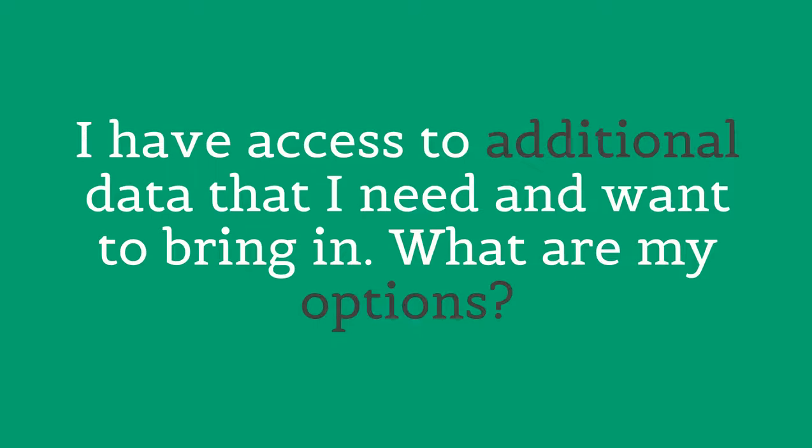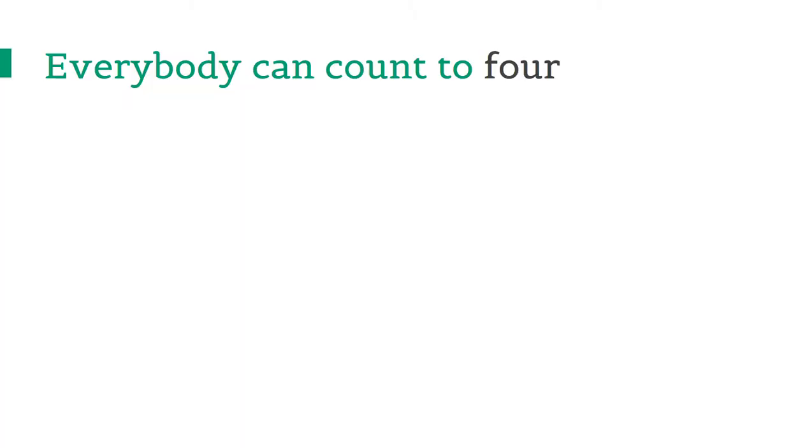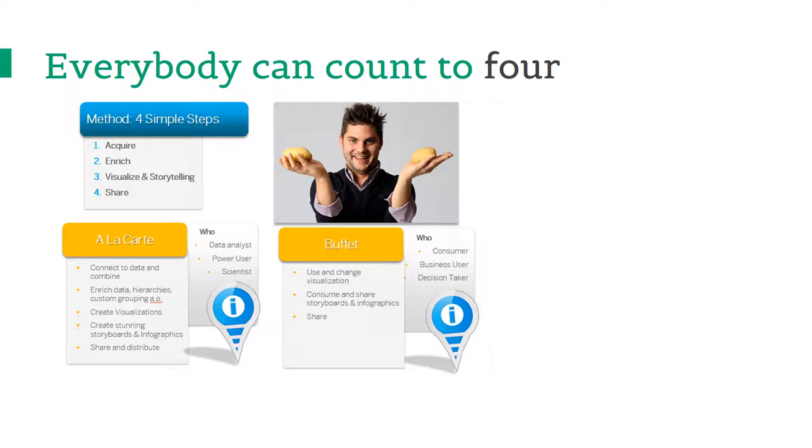And so a typical use case that you see with these people is that they access your corporate data and they say, well, I have additional data, what should I do? And that brings me to the principle of everybody can count to 4. And you probably don't know who this person is on the screen right now. It is somebody that I know in Belgium. He's on my television every single day, because this person is Mr. Jeroen Meus.